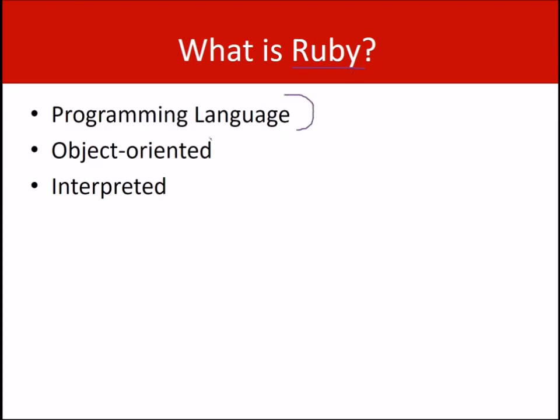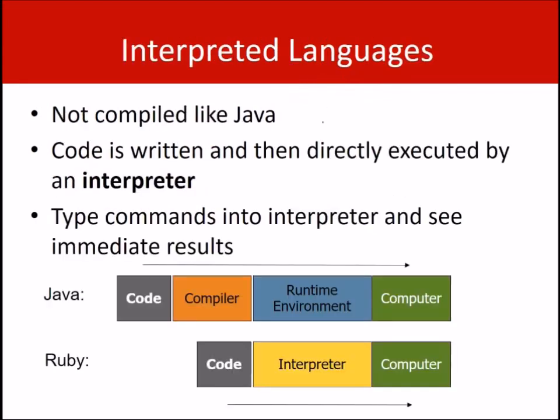It is an object-oriented language and it is interpreted. Though these are only three points, the details explain the power of Ruby. Ruby is an object-oriented interpreted programming language.